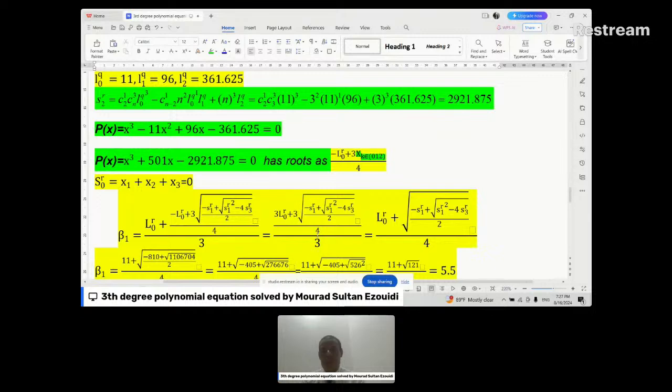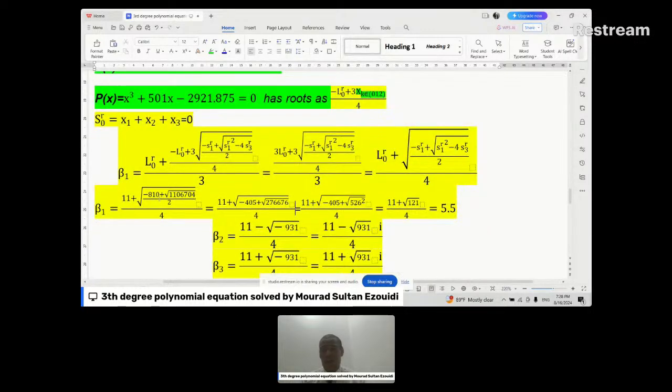Why? Simply because I'm working with a third degree polynomial equation. Okay, learners, you can see this is 3 and this is 3 on the numerators, and this is 3 on the denominator. It's called the common factor. So I can simplify them to be 11 plus root of negative 81 for the r plus root of 81 for the r squared minus 4 s r 3, okay, all divided by 2, of course, inside the root. All divided by 4. We continue learning here.